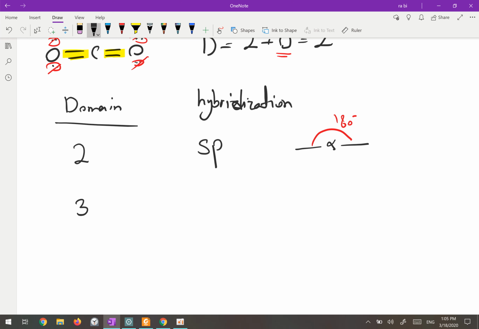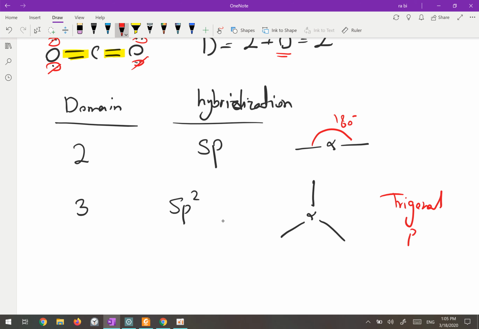If you have three domains, the hybridization is sp2. It means one s orbital and two p orbitals are mixed with each other, and they make three new hybrid orbitals, the name of each one of them being sp2. If you have three domains, the best arrangement for them is like this. This structure is called trigonal planar, because all three of these domains around the central atom are on a single plane. So that's why we call it trigonal planar.